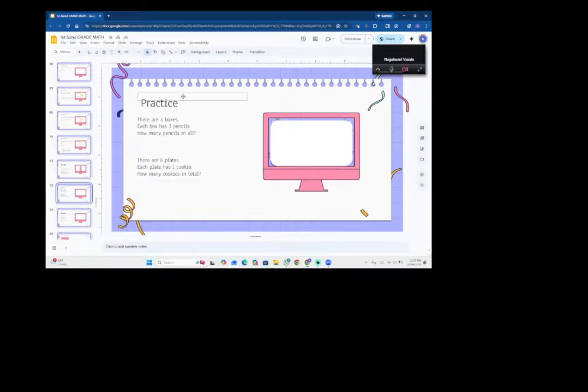There are 4 boxes. Each box has 3 pencils. How many pencils in all? I'll give you a minute to do this question.